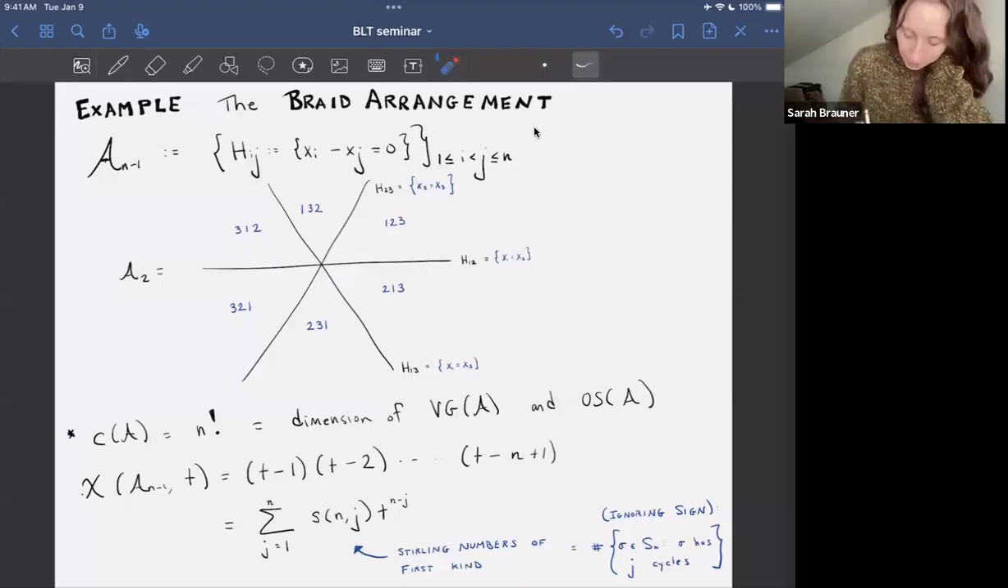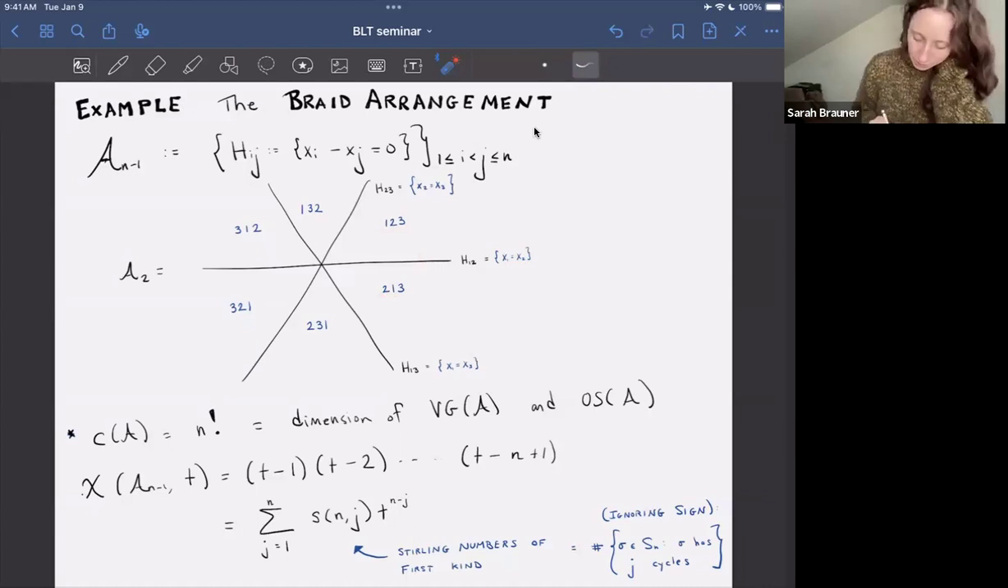And the way that I write this down is, if I start with the chamber 1, 2, 3, so I label this permutation, every time I cross over a hyperplane, I permute the numbers that correspond to this hyperplane. So like 1, 2, 3, when I cross over H_12, I swap 1 and 2.